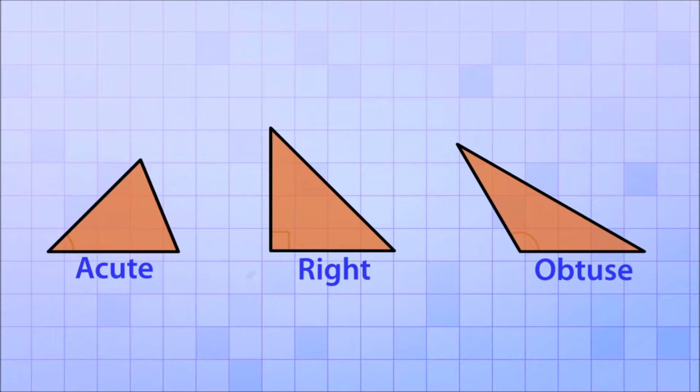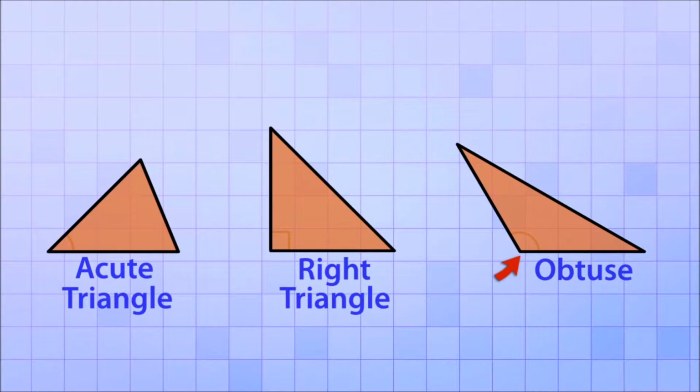And can you guess what these 3 different kinds of triangles are called? Yep. The one made from the right angle is called a right triangle. The one made from the acute angle is called an acute triangle. And the one made from the obtuse angle is called an obtuse triangle.